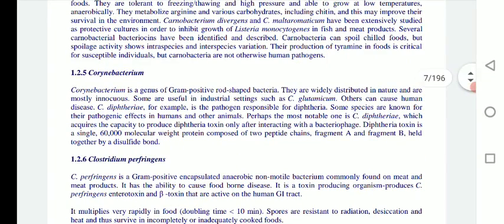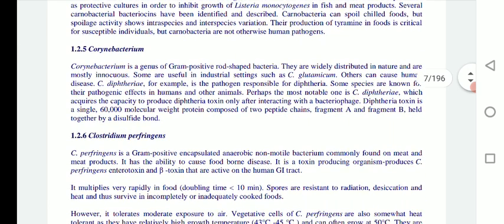The next bacterium is Corynebacterium, which is commonly present in food. So Corynebacterium is a genus of gram-positive rod-shaped bacteria. So they are widely distributed in nature and are mostly innocuous. Some are useful in industrial settings such as Corynebacterium glutamicum. Others can cause human diseases, that is Corynebacterium diphtheriae.